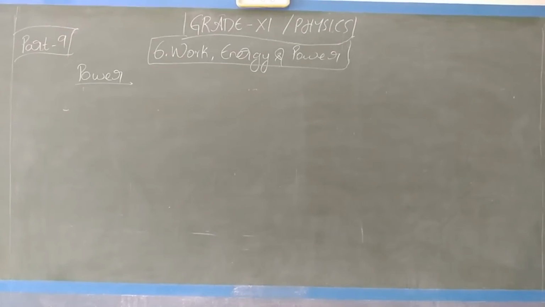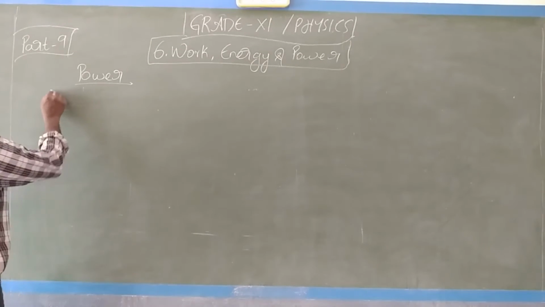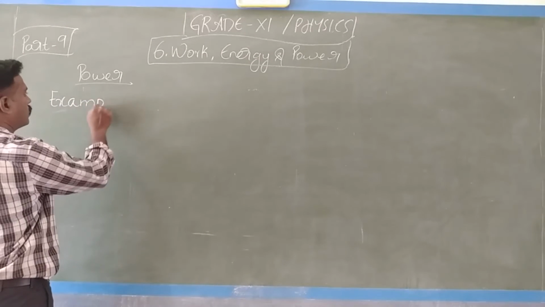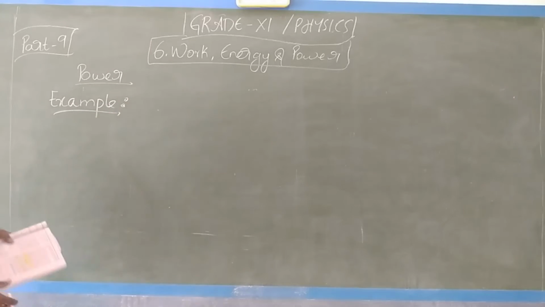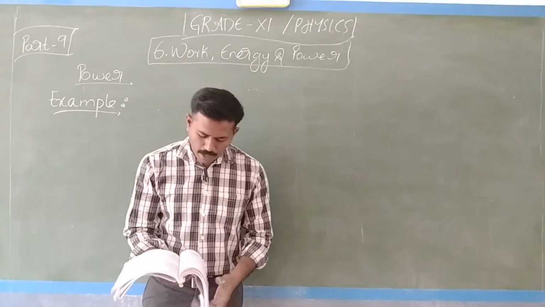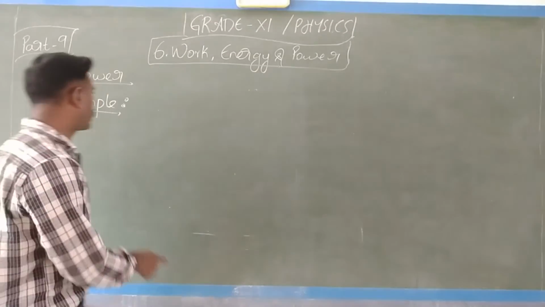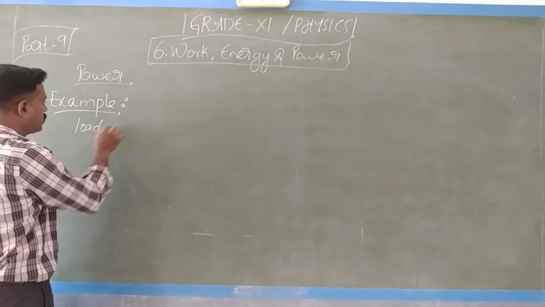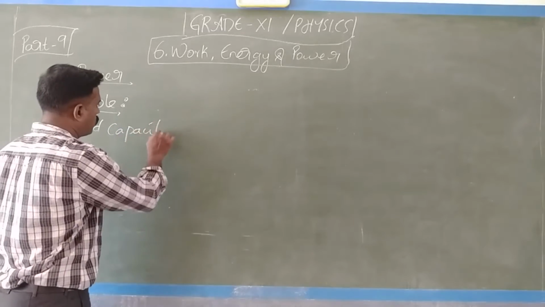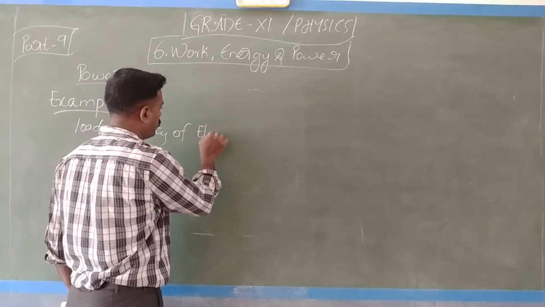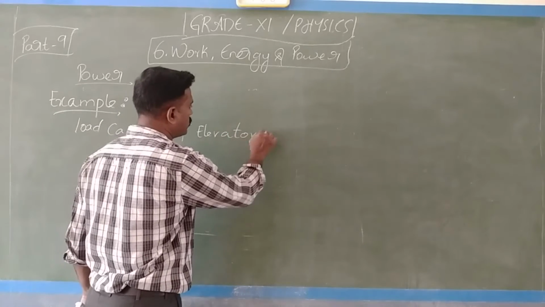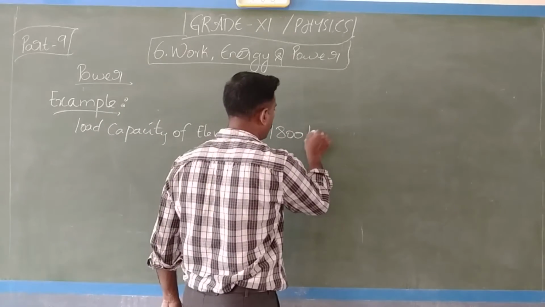Okay, students, I will now discuss a problem that is given in your book, an example problem. Read the problem, listen to it. An elevator can carry a maximum load of 1800 kg. So the load capacity of the elevator is 1800 kg.